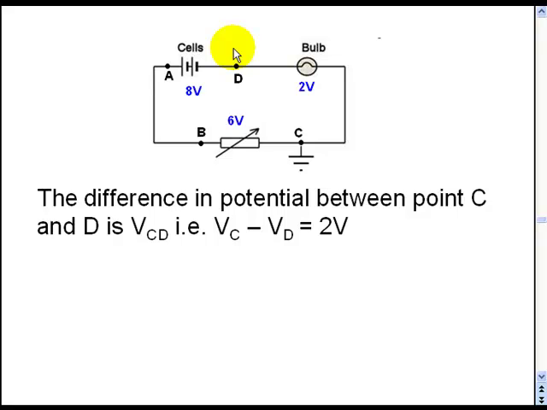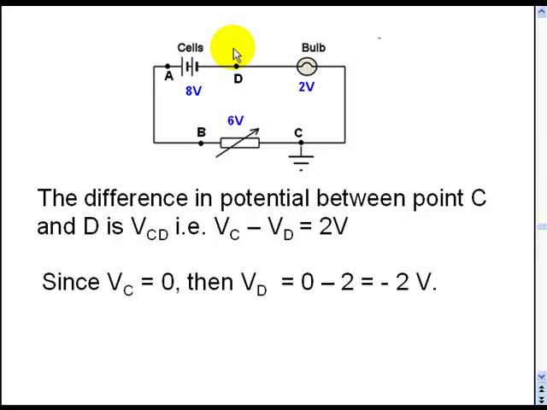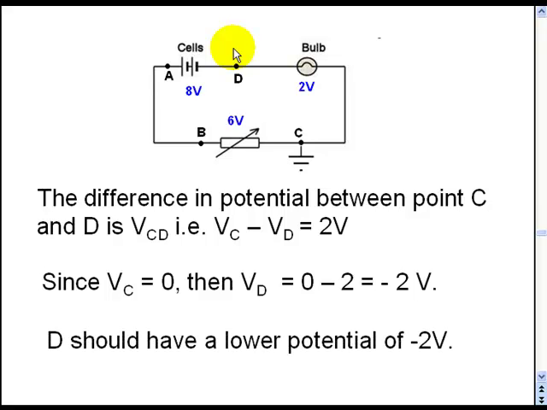The difference in potential between point C and D is VCD. That is, VC minus VD is equal to 2 volts. Since VC is equal to 0 volts, then VD is equal to 0 minus 2, which is equal to minus 2 volts. D should have a lower potential of minus 2 volts.